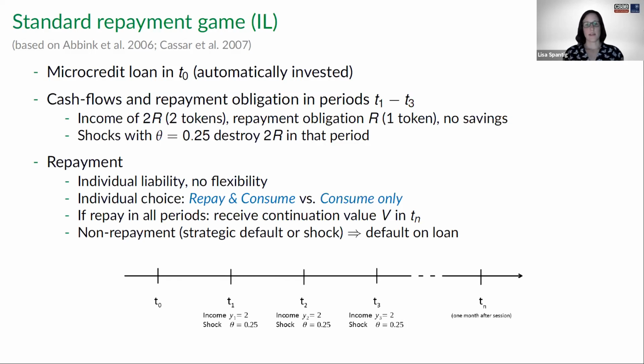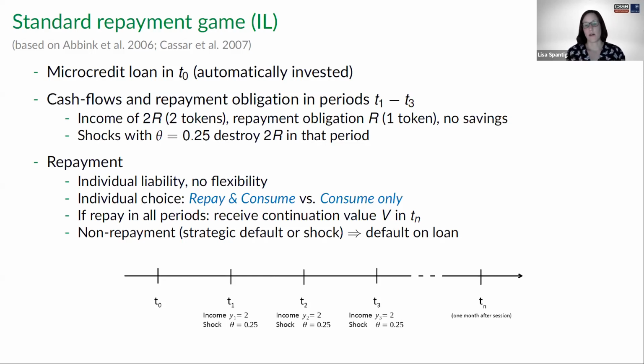Given that here in this individual liability treatment there is no flexibility, there's only one choice that the participants are making for each period. Either they repay, and then they have 1 token left, and this token they can consume, and I will talk more about what this means, or they decide not to repay, and that's the ex post moral hazard that we're interested in, and they would just consume their income tokens.